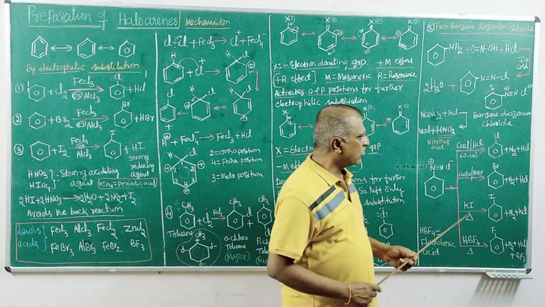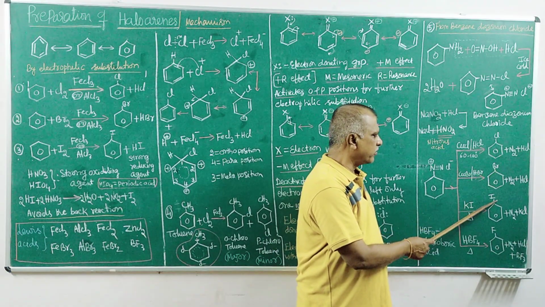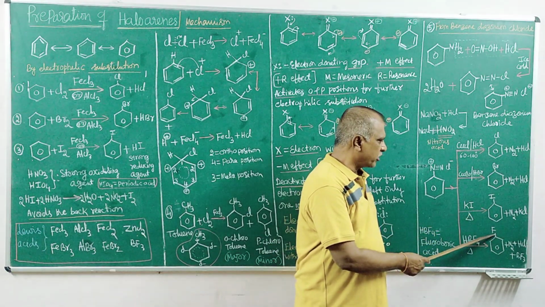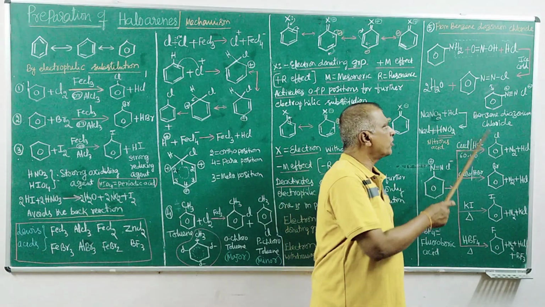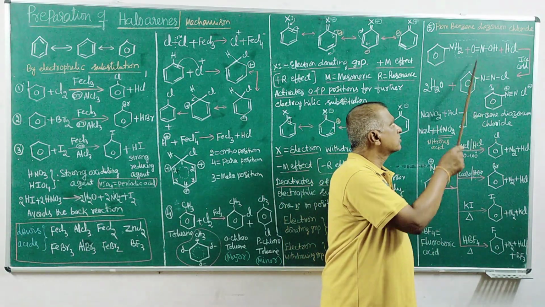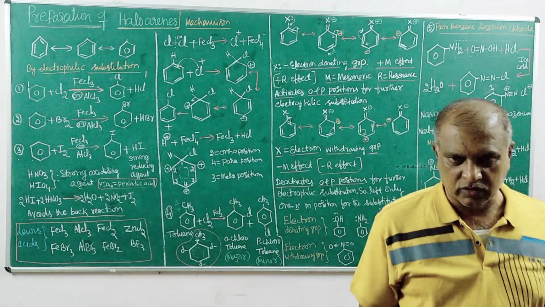So we prepare all the derivatives, that is chloro derivatives, bromo derivatives, iodo derivatives and fluoro derivatives, using benzene diazonium chloride, the most important compound. This is the preparation of benzene diazonium chloride, so this you have completed. Let us move on to the next class. Thank you.